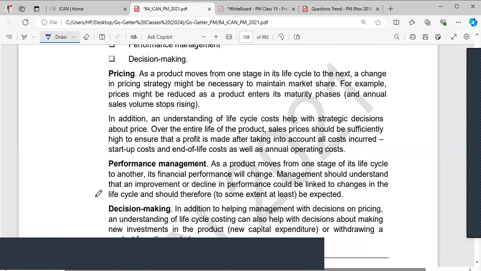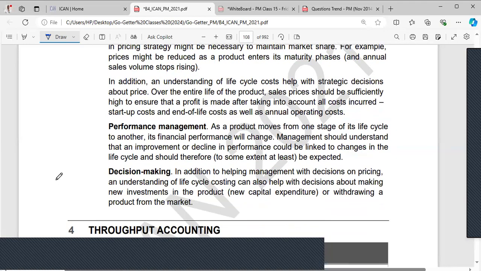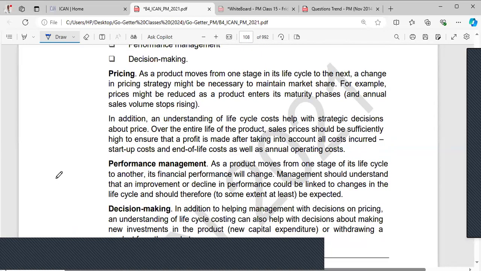Decision making. In addition to helping management with decisions on pricing, an understanding of life cycle costing can also help with decisions about making new investments. That is introducing a new product into the market or withdrawing a product from the market. So when you are looking at life cycle, you will know that, okay, this product has reached its decline stage. Should we withdraw it now from the market?